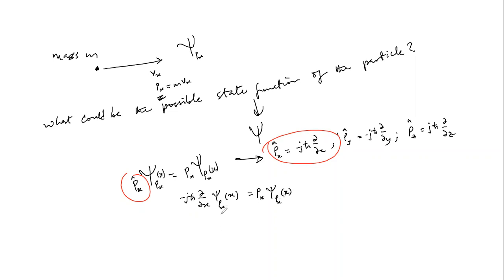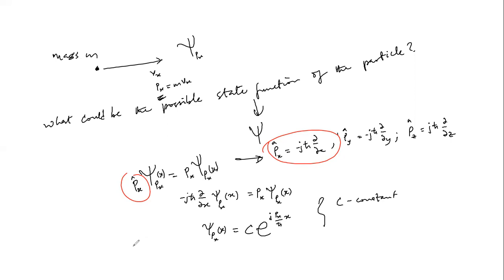And then, just like shown before, the solution to this differential equation is, say, C be the constant, C times e to the power j p sub x x over h cross, where C is a constant to be determined by the normalization condition. So C is a constant, right?